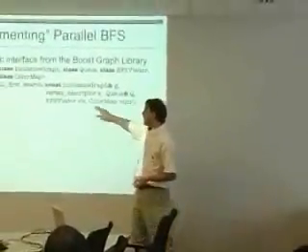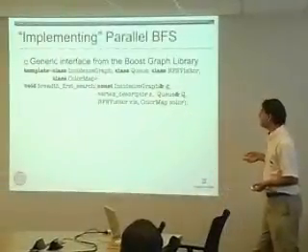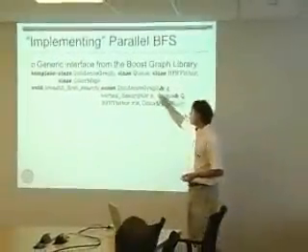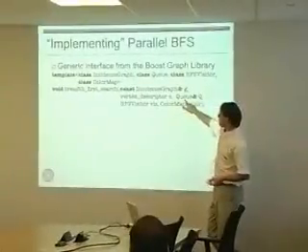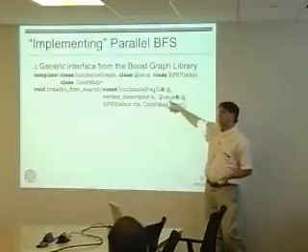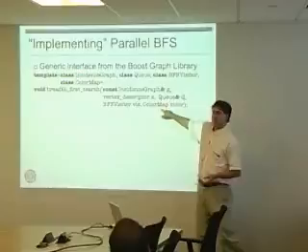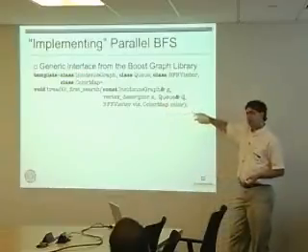So this is what the actual declaration of breadth-first search looks like in the sequential graph library. It's parameterized on the graph, so it works with any graph data structure. It's parameterized on the queue, so it works with any queue. Typically you use the first in, first out queue, but not always. It's parameterized on the color map, which is how we associate the colors with the vertices.